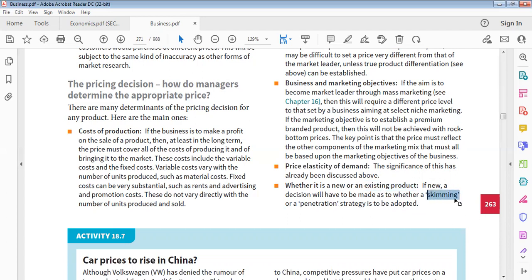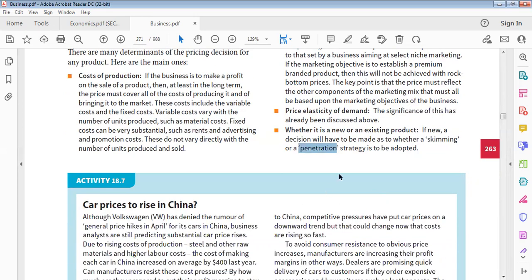There's something called skimming and penetration. We learn about this. That one's important in my report. Yes, that is one of the main pricing strategies.